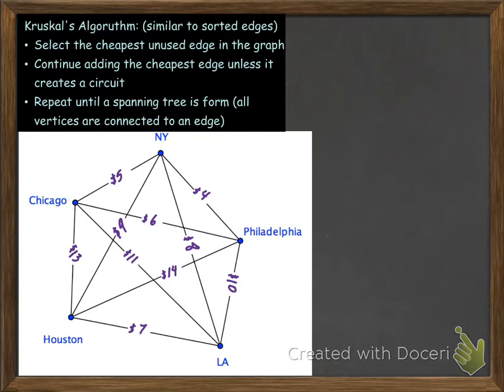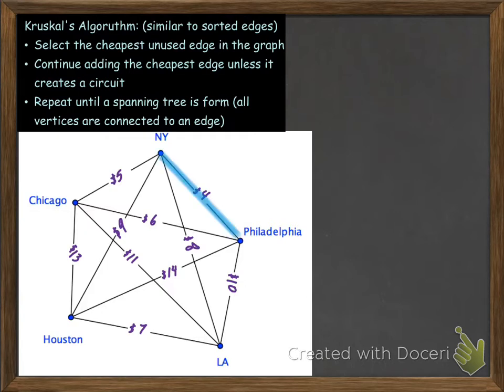So what we do is we select the cheapest unused edge in the graph, and we continue adding the cheapest edge unless it creates a circuit. So this time you don't want any circuits. And you repeat until a spanning tree is formed. And that just means that all the vertices are connected to an edge. So let's look at this example here.